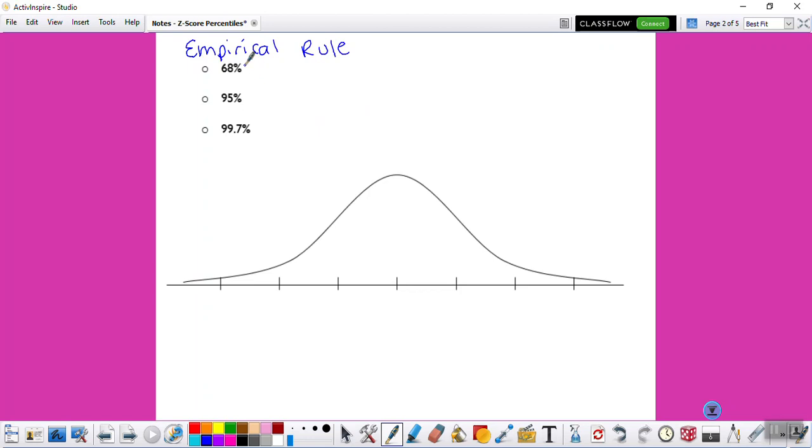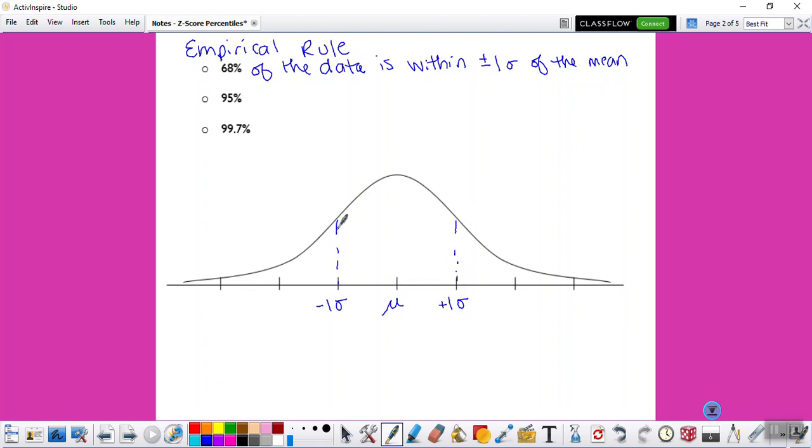And it utilizes the percentages 68, 95, 99.7. What this is telling you is 68% of the data is within plus or minus 1 standard deviation of the mean. So if the mean's here in the middle of our normal curve, here's positive 1 standard deviation, here's negative 1 standard deviation. From there to there, you have 68%.